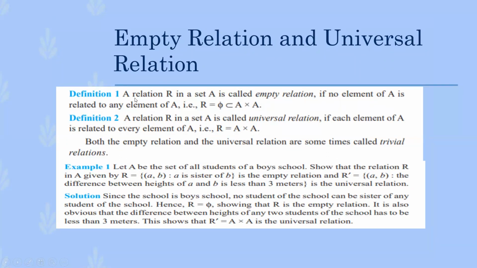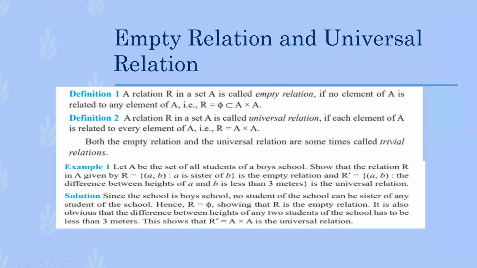You can understand this. A relation R in a set A is called the empty relation, meaning no element of A is related to itself. Then this relation is an empty relation. We'll do an example, then you'll be able to understand. First, let's see the definition of the universal relation.